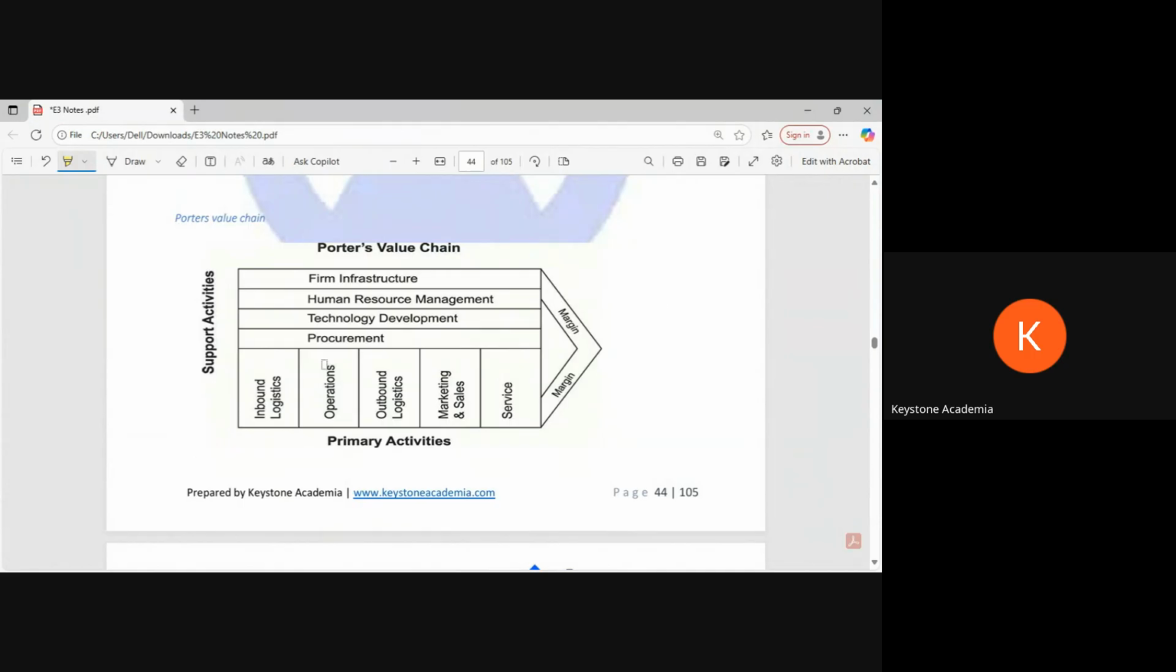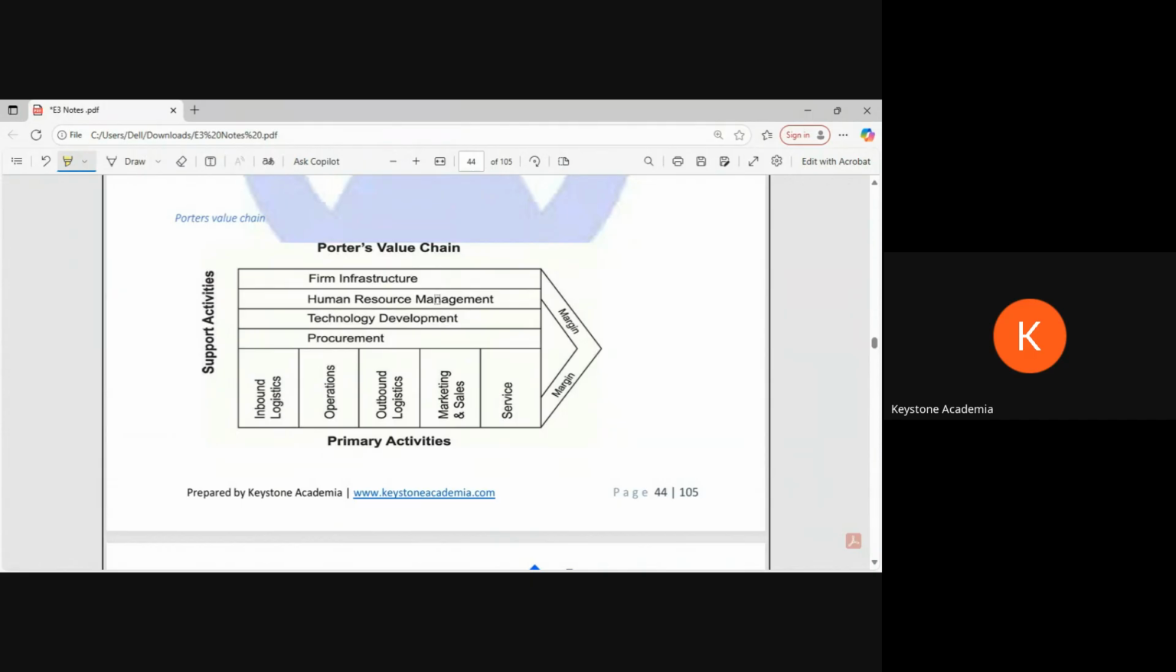For example, inbound logistics: everything that is coming in. Operations: what we are adding value to it. These are primary activities. Outbound logistics: once this is done, we are sending it outside. Then marketing and sales, then after sales services. The main thing we are doing is in operations, but at the same time, inbound logistics matters: the quality of the raw materials, how we are getting them in, how we are storing them.